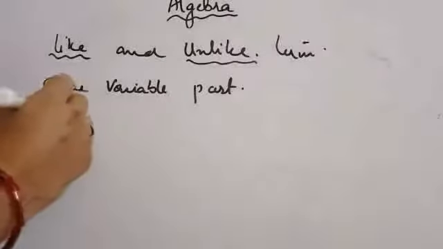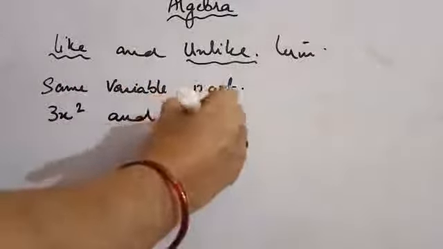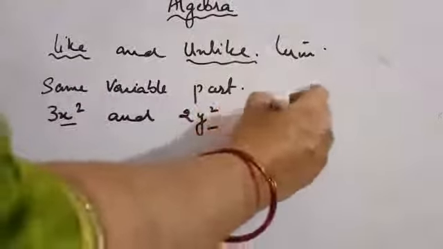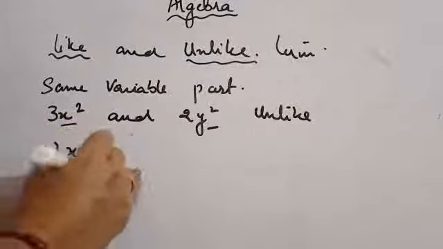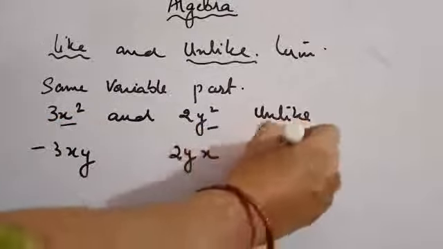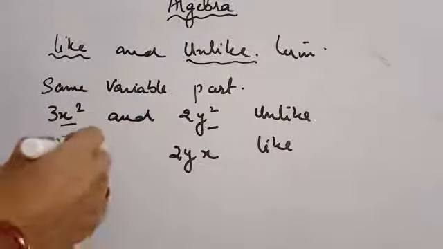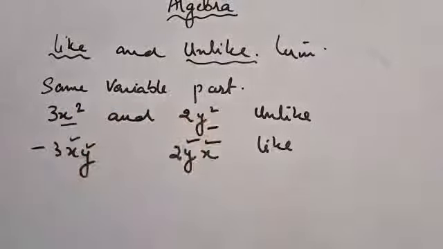Suppose you have 3x square and 2y square. This is x square, this is y square. They are unlike. Okay. If you have minus 3xy and you have 2yx, they are like, because minus 3, 2, we are not going to do anything with it. Here also you have x, here also you have x, here also you have y, here also you have y. So they are like terms. The order does not make any difference.